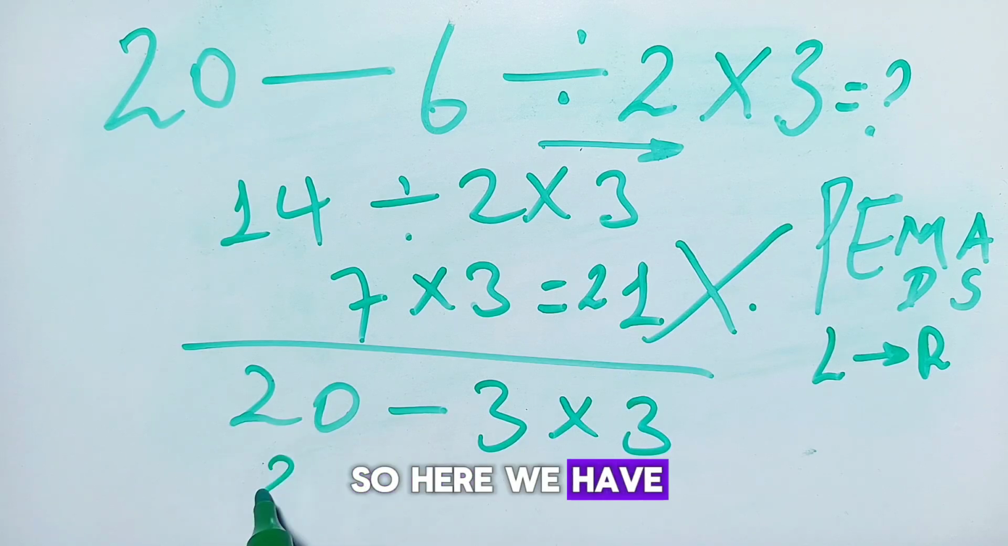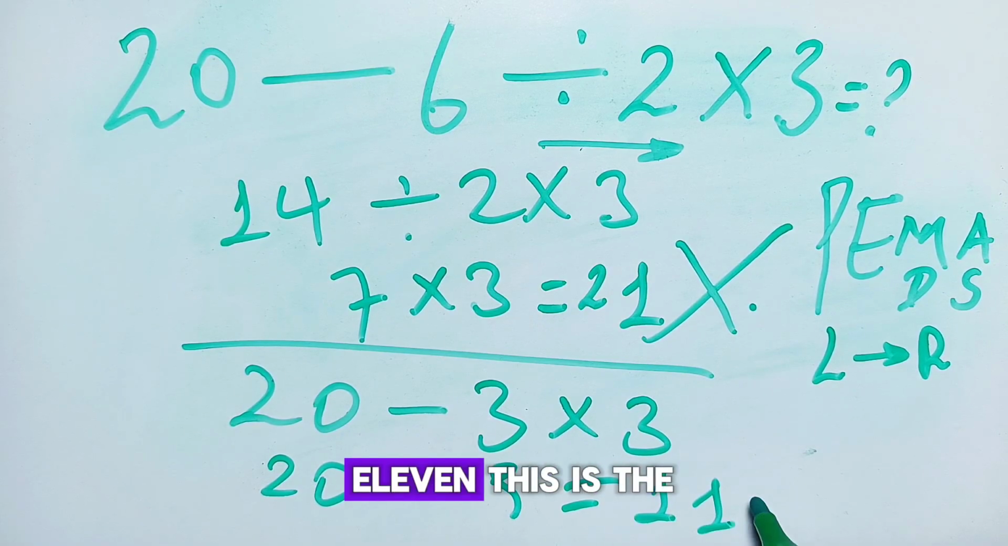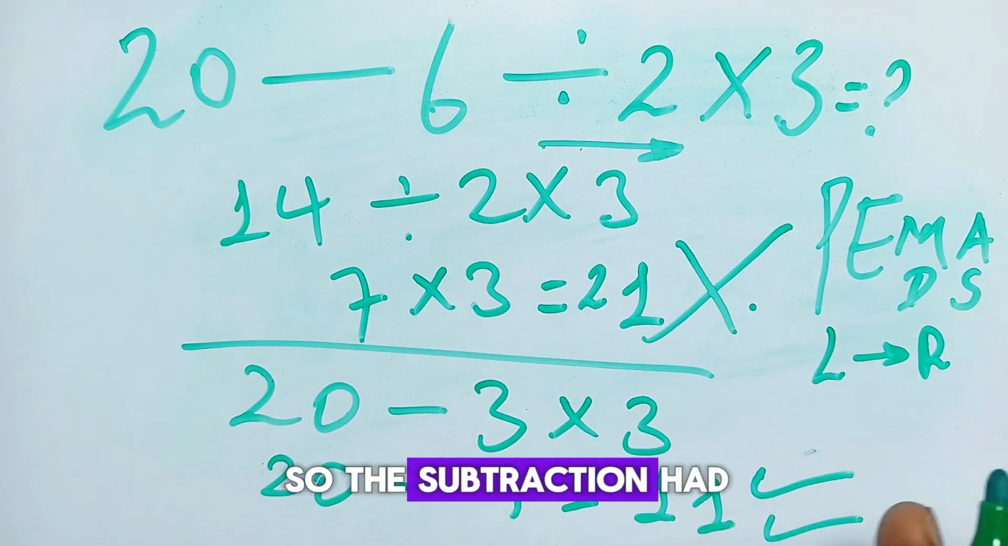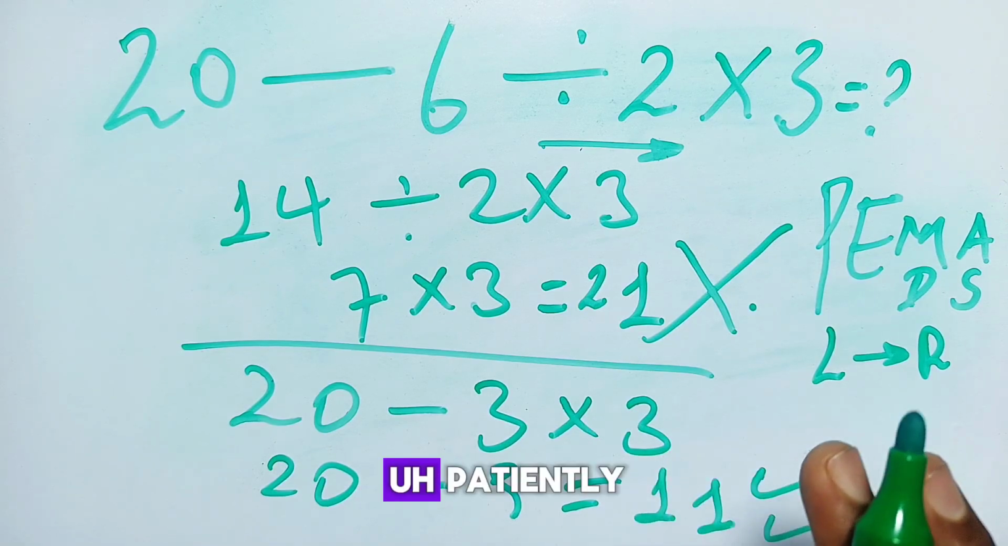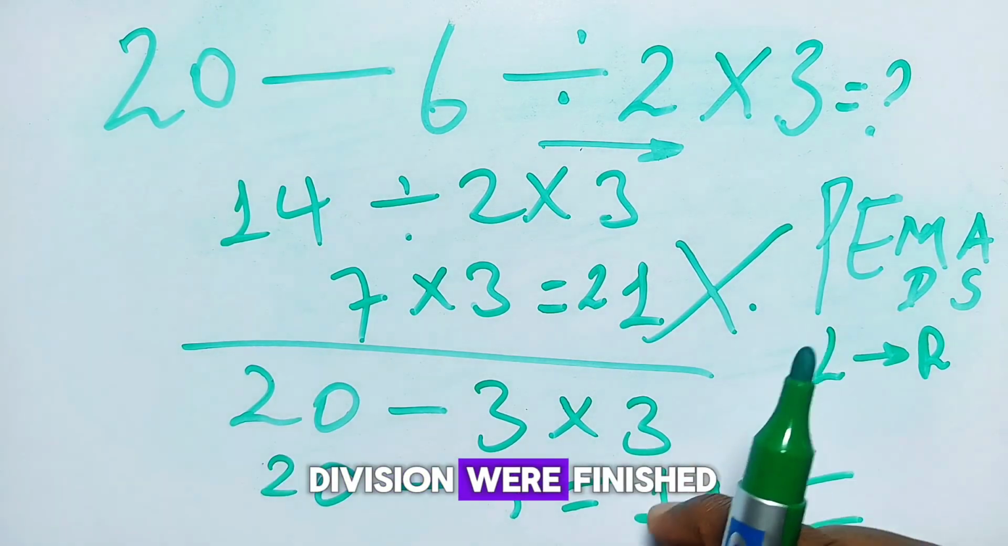So here we have 20 minus 3 times 3, which is 9, which equals 11. This is the correct answer. So the subtraction had to wait patiently until the multiplication and division were finished.